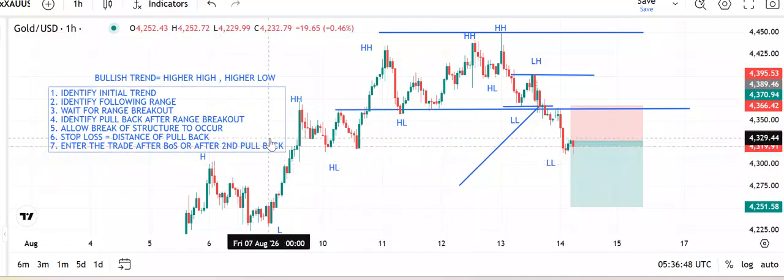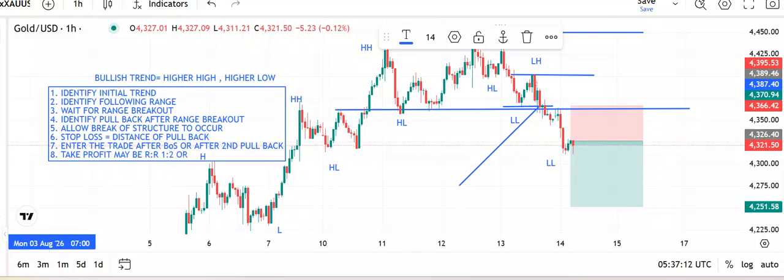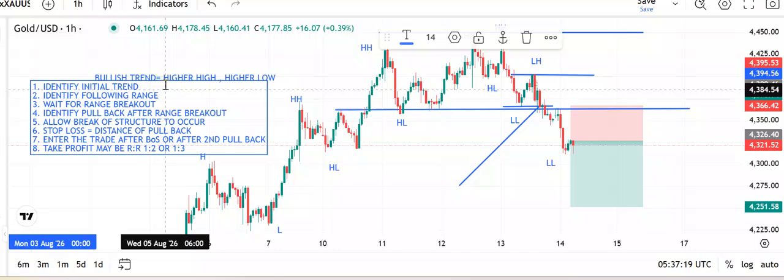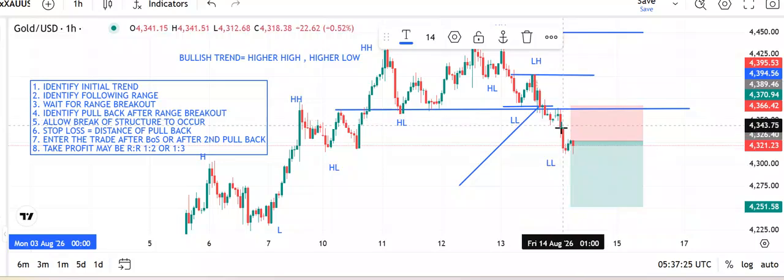Now for your TP, point number 8, take profit. Maybe risk reward ratio 1 to 2 or 1 to 3, depending on your appetite.